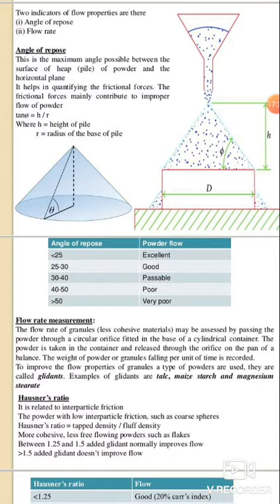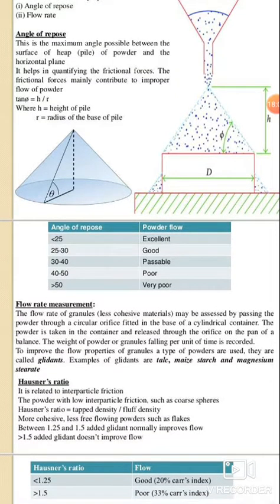During the process, when particle friction increases, the height of the pile decreases, and when the particle flow is good and free flowing, the heap or pile height increases. So that is the difference between regular flow properties and irregular flow properties. The frictional forces mainly contribute to improper flow of powder, which is defined by the equation tan theta equals h by r, where h is the height of the pile and r is the radius of the base of the pile.